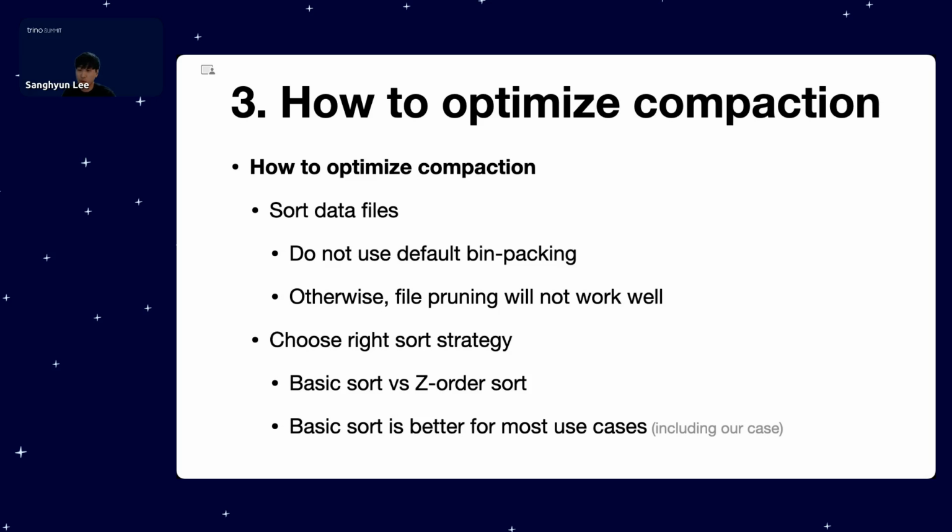Second, the z-order sort strategy sorts data by z-value, and it works well when querying coordinate data or location data. How do we choose between the basic sort and z-order sort? Of course, it depends on the nature of your data and query. However, I think the basic sort is better for most use cases, including us. In our case, sort strategy used 80% less time and memory to run the same query. But of course, it is best to test and decide for yourself with your own data and your own queries.